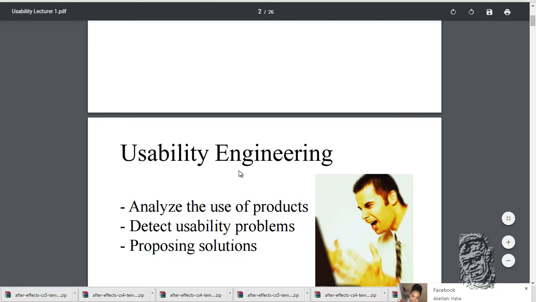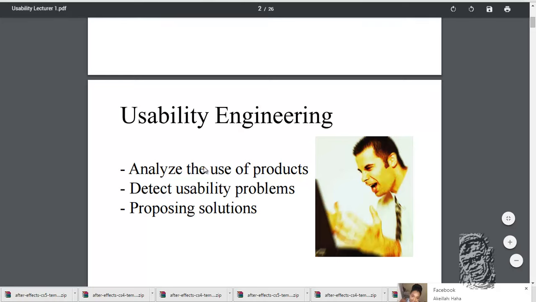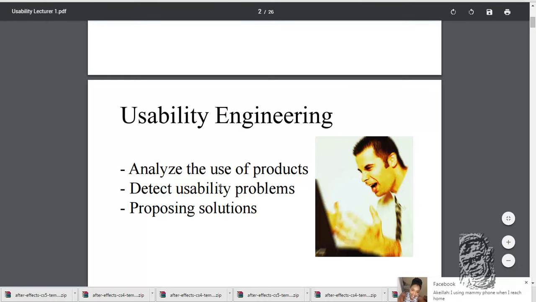And we're going to begin with the whole concept of usability. We're going to be looking at how you analyze the use of a product.